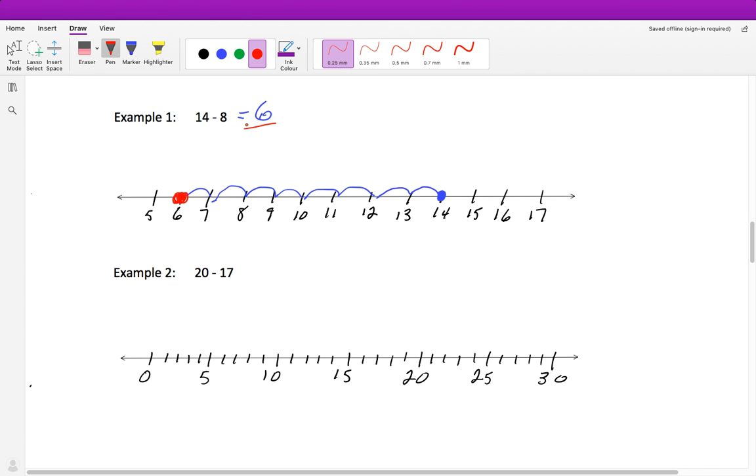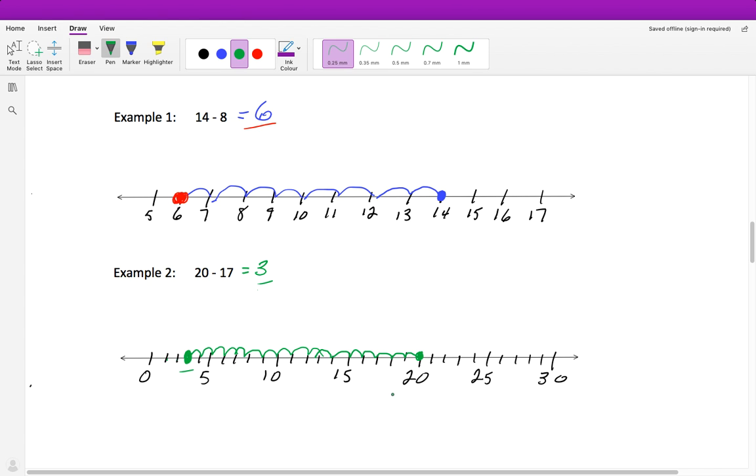Once again, I wouldn't expect you to use a number line for these, and you should know how to do these in your head. Then the next one, 20 minus 17. I would expect that you know that that is 3 as well. But to show you on a number line, we're starting at 20, and we're subtracting 17. So 1, 2, 3, 4, 5, 6, 7, 8, 9, 10, 11, 12, 13, 14, 15, 16, 17. We end at this number here, which is 3. So we can use the number line to show you.